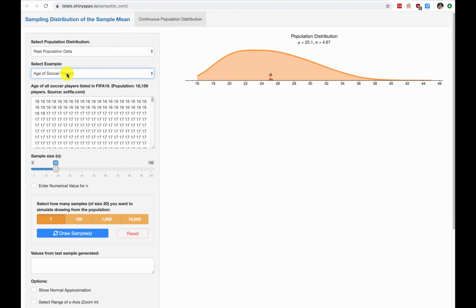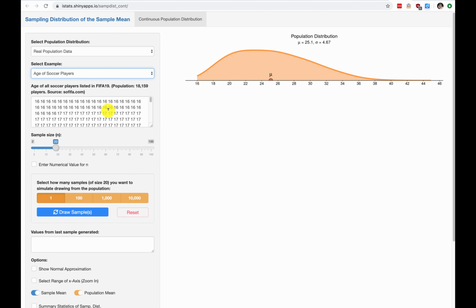So when you choose your data set, it's going to show you over here in this box a little snippet of the data set. It'll also tell you above the box what the variable is. So age of all soccer players listed in FIFA 19, which is an online soccer game, if you will. And it gives you the population, and then there's the website where the data was collected from.